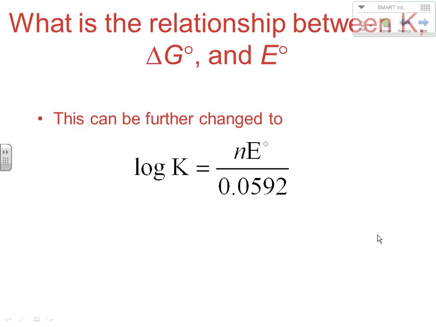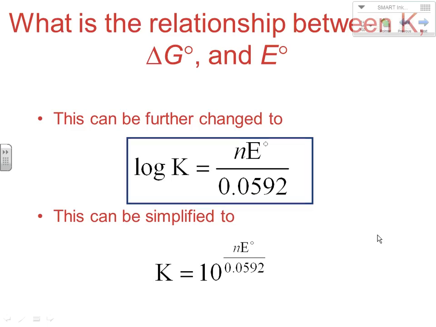Now from there, we can isolate the K value. And notice this is boxed. That means this is something that's on the AP constant sheet. If we want to look at the relationship between K and E naught, we take the log of both sides, and K equals 10 to the n times E naught over 0.0592. So between these two equations, we basically have two relationships. If we know E naught, we can solve for K. If we know K, we can solve for E naught.